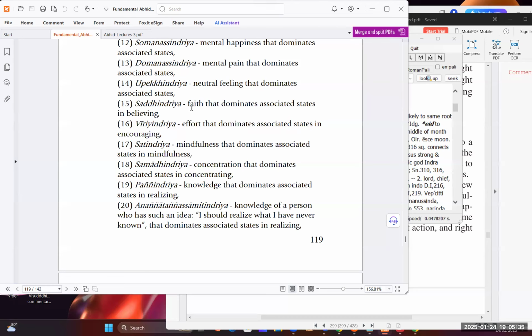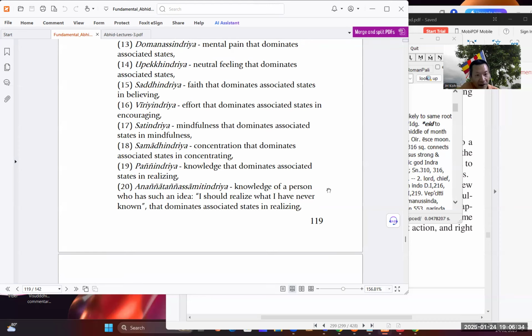15. Saddhindriya, faith that dominates associated states in believing. 16. Viriyindriya, effort that dominates associated states in encouraging. 17. Satindriya, mindfulness that dominates associated states in mindfulness. 18. Samadhindriya, concentration that dominates associated states in concentrating. 19. Paññindriya, knowledge that dominates associated states in realizing. 20. Anaññatañnassamitindriya, the knowledge of a person who has the idea, I shall realize what I have never known, that dominates associated states in realizing.